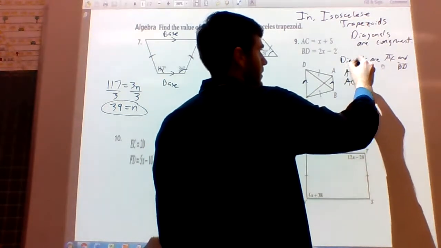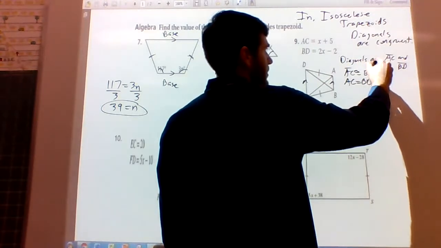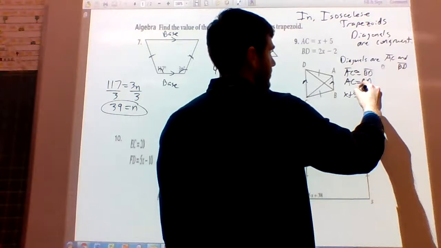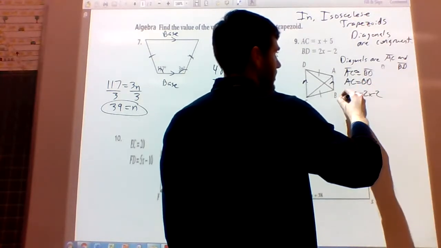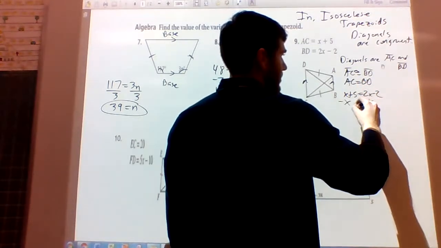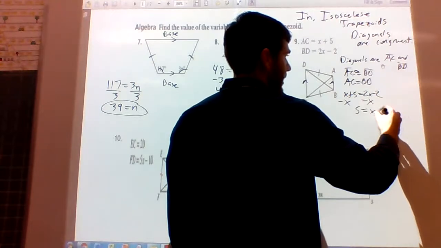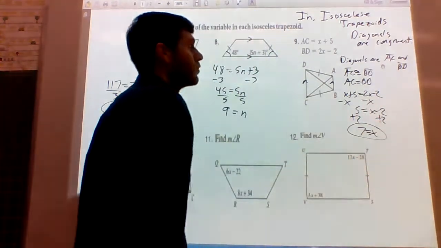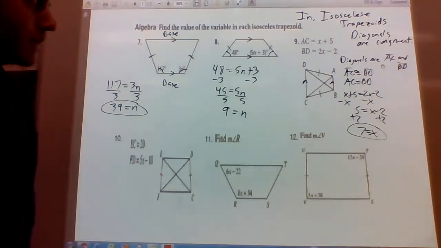Right? AC is congruent to BD. So AC equals BD. So x plus 5 equals 2x minus 2. Subtract x from both sides. 5 equals x minus 2. Add 2 to both sides. 7 equals x. We want to plug it in, substitute it back in to see if it works.